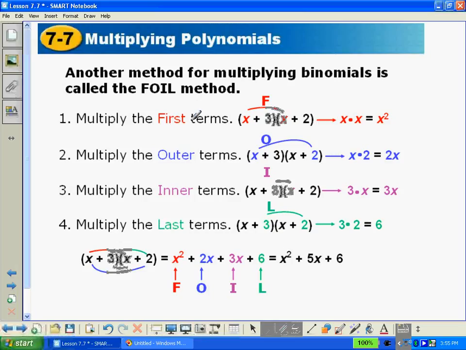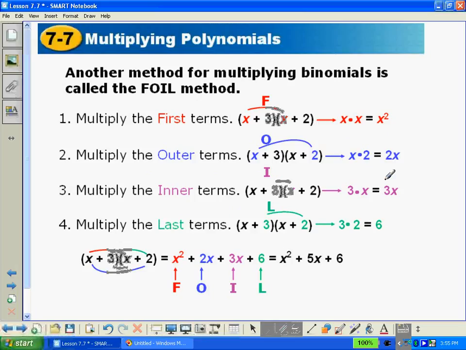The F stands for multiplying the first terms in each binomial. X times x, those are the first terms, and that's x squared. The O is for you multiply the outside terms. The x times the 2 is 2x. The I is for the inner terms. You multiply the inner terms, the terms on the inside. And then the L is for the last terms in each binomial, 3 times 2.